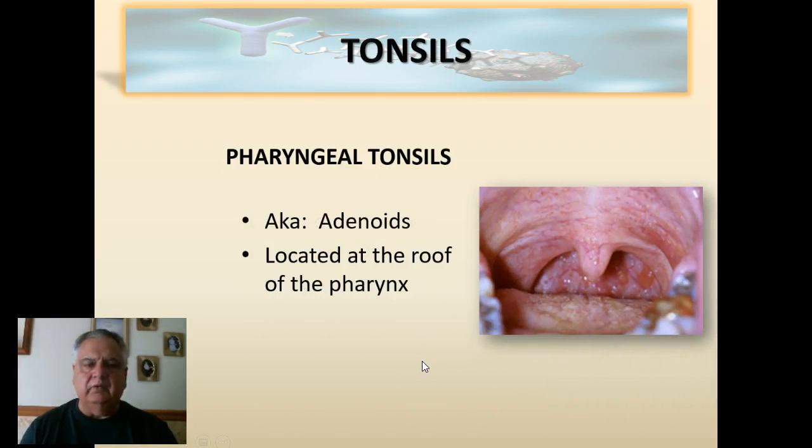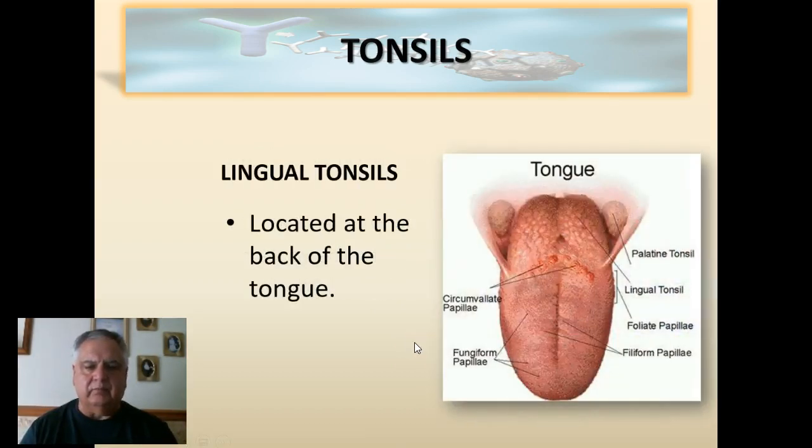In addition to the palatine tonsils, we also have the pharyngeal tonsils. The pharyngeal tonsils, by the way, are also known as the adenoids. So if you've had a tonsillectomy, you may have had an adenoidectomy as well, where the adenoid tissue has been removed. But in this individual, who's had a tonsillectomy, the palatine tonsils have been removed to make it easier for us to see this spongy tissue at the back of the throat, at the roof of the pharynx, top of the pharynx. And these are the pharyngeal tonsils, or the adenoids.